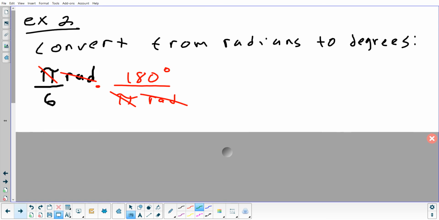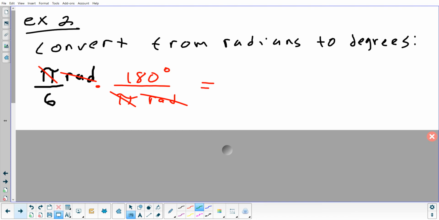Now, we can reduce 180 divided by 6. What is 180 divided by 6? 30. 30 what? Well, look at what's left on our degrees. Degrees. The radians is gone. Do I need to put the degree symbol or can I just leave it off? Yeah, I need to put it. Without it, you just wrote 30 radians. With it, now you wrote 30 degrees.